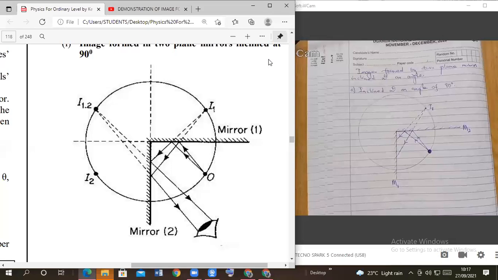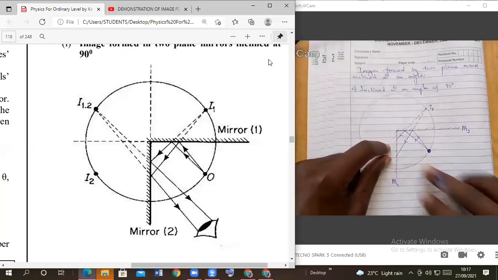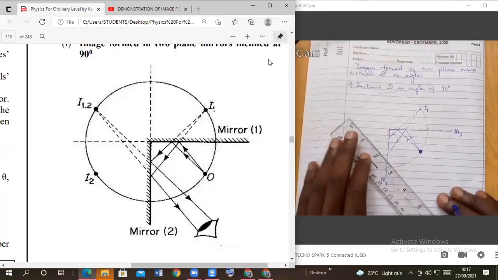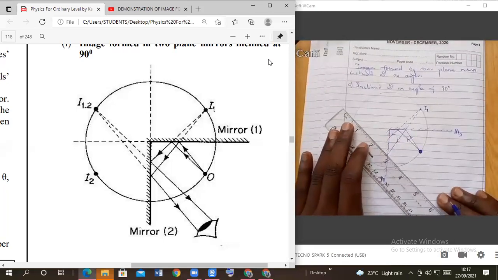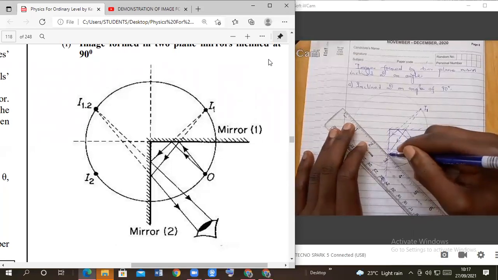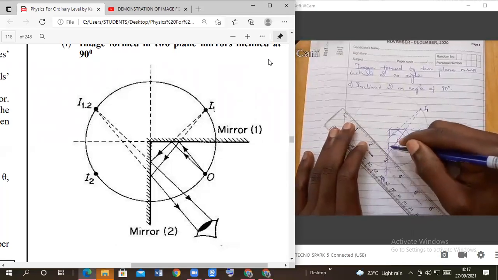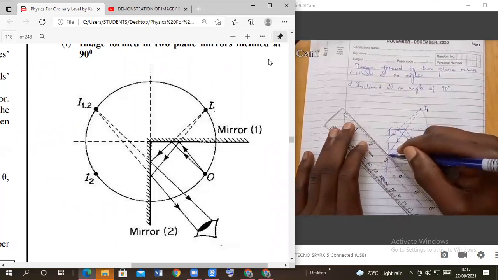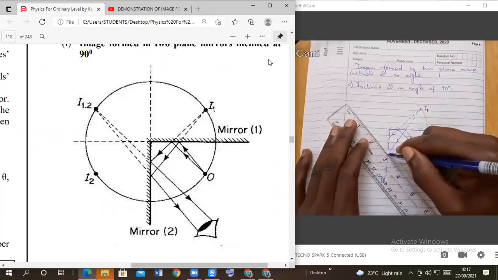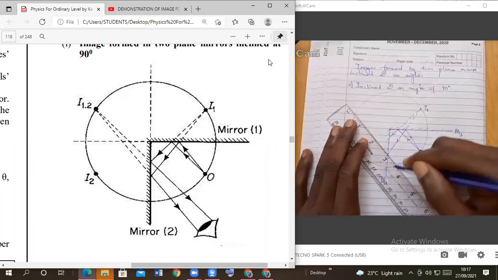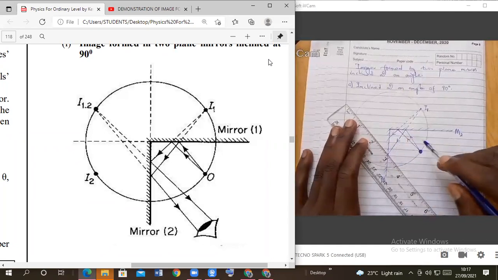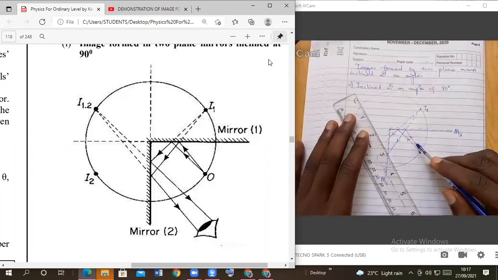Members, what happened is that now from here, this is still a mirror. Which means when it reaches here, what will happen again? It will also be reflected.